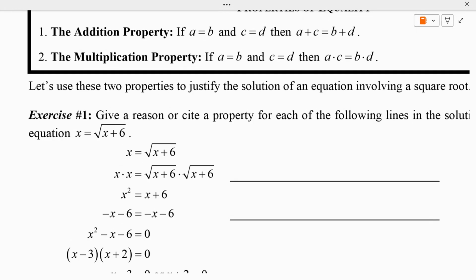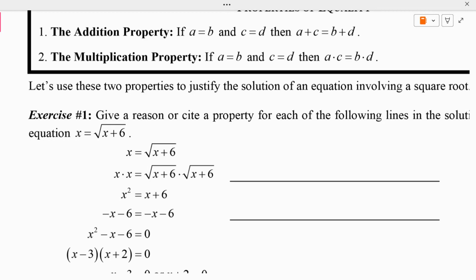The multiplication property is the same. If A equals B and C equals D, then A times C equals B times D. So we're going to use those two properties and identify our steps. In our first example, we have the equation x equals the square root of x plus 6. In order to get rid of that radical symbol, you have to square both sides.